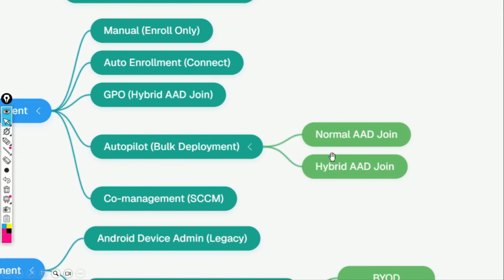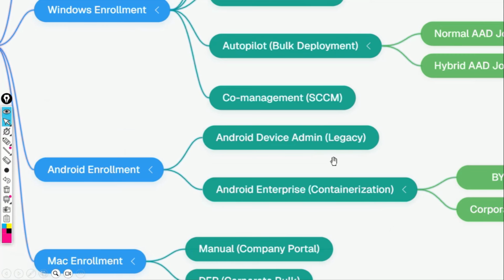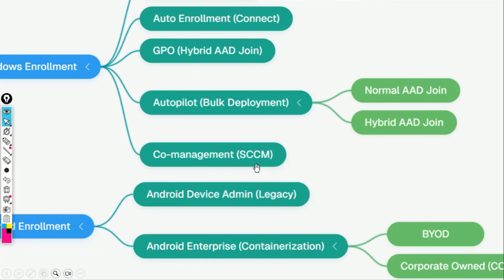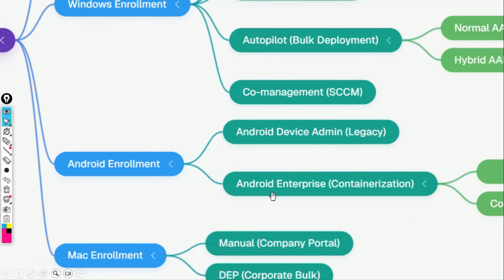For Autopilot bulk enrollment, there are two ways. One is normal AD join, where the device goes to Entra and is registered only. The second is hybrid AD join, where you will require an ODJ connector to set this up. Then there is co-management. For co-management, we require a cloud attach, and we need to set up a connection between both environments, SCCM and Entra. Once that is set, we can leverage the co-management piece. Then for Android enrollment, there are two methods.